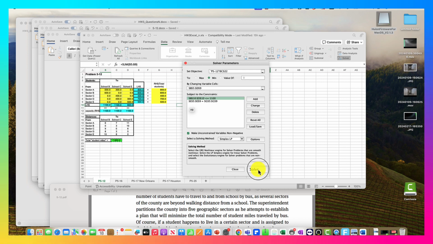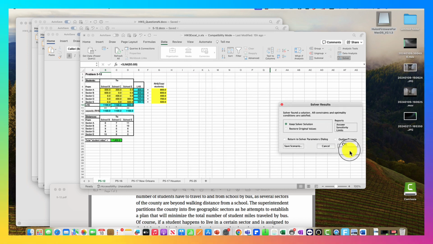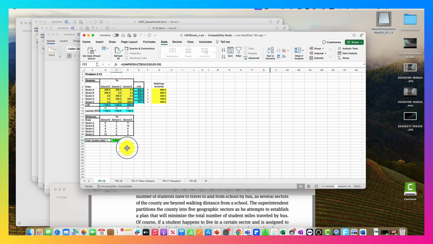Select Simplex LP. Click Solve to generate the solution. The objective function value is 7,800. That's it for this assignment problem.